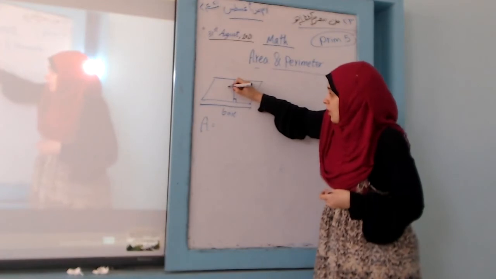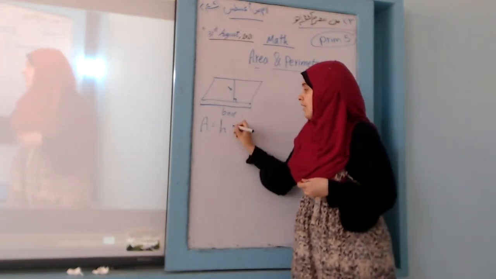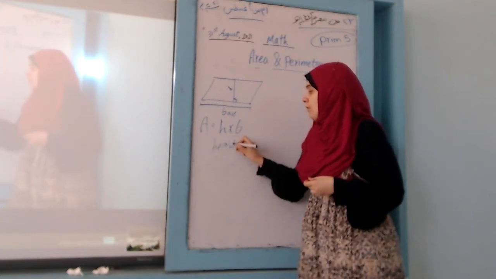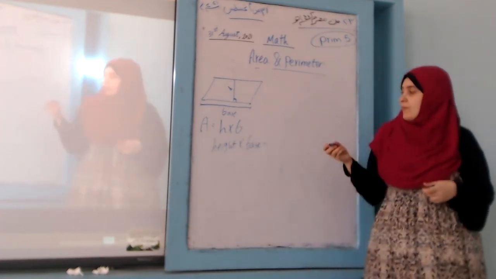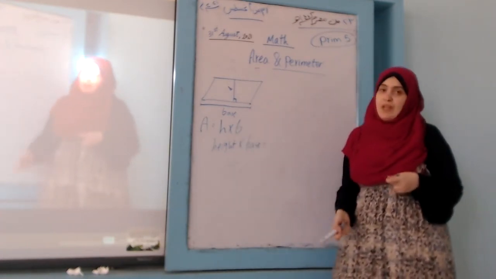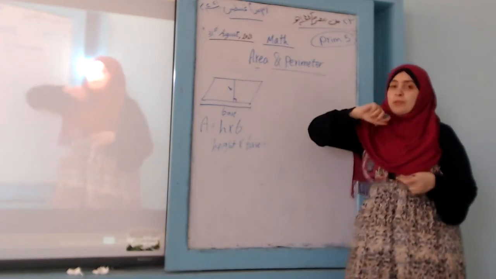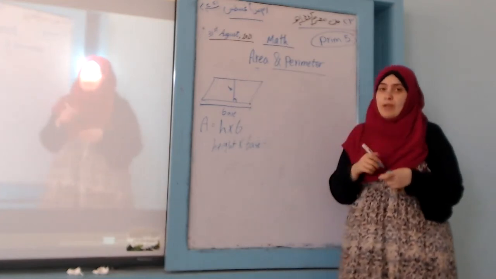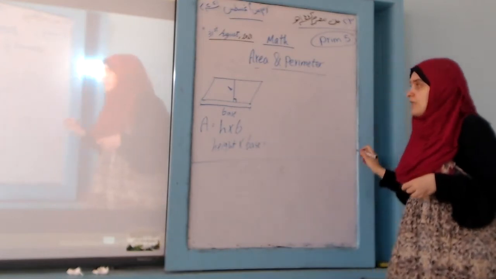This is height and this is base. So the area here is height multiply base. The area of the parallelogram is height multiply base, or base multiply height, and the height must be perpendicular on the base, this side of the parallelogram. This is the parallelogram.